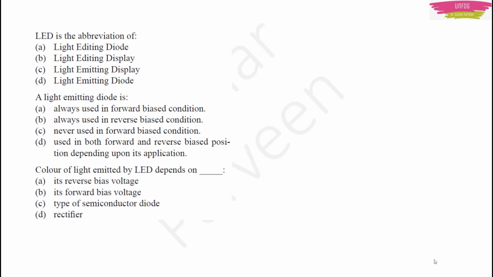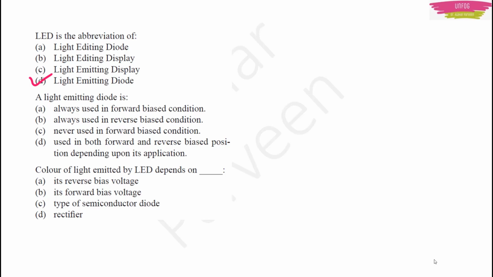Now these are the expected MCQs from this part. First is, LED is the abbreviation of. This is very simple. You know it is light emitting diode. Next is, a light emitting diode is. There are 4 options. It is always used in forward bias. It is used in reverse bias. It is never used in forward bias. It is used both in forward and reverse bias depending upon its application.